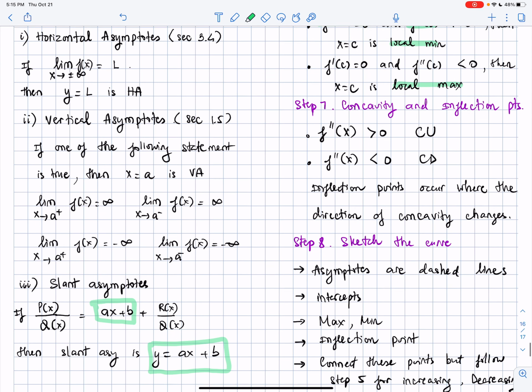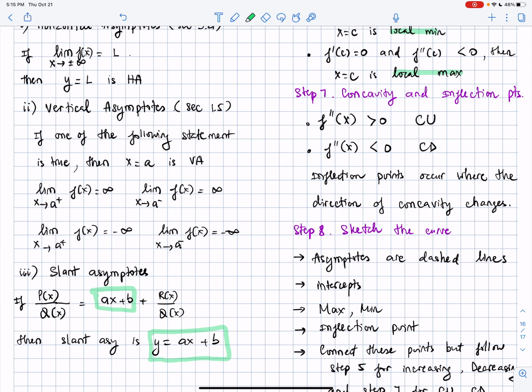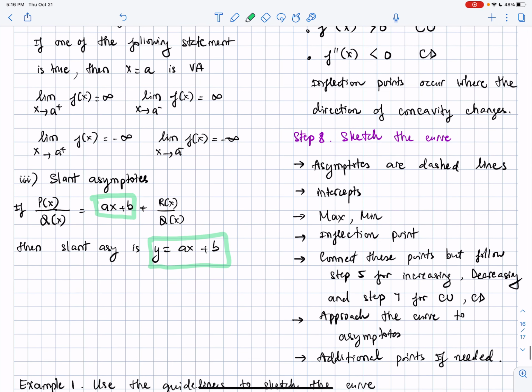The last step for finding more information is step 7. We check for concavity and the inflection points. Concave up when we have f double prime greater than 0. Concave down when we have f double prime less than 0. The inflection point is the connection point between concave upward and concave downward. It happens when the concavity changes direction from positive to negative or from negative to positive.